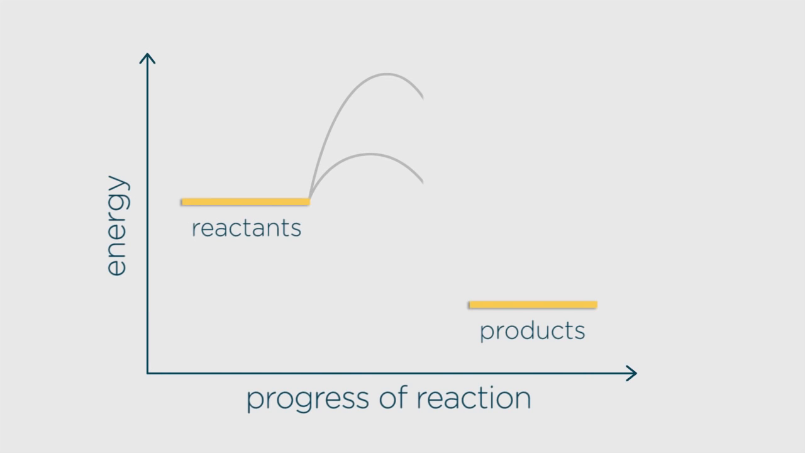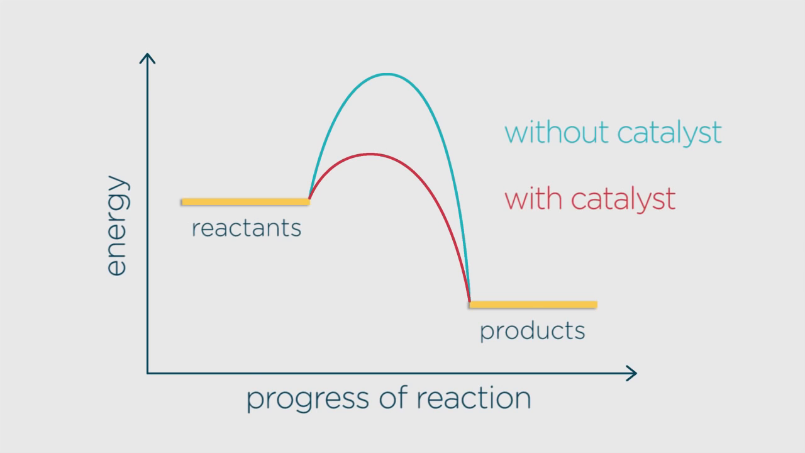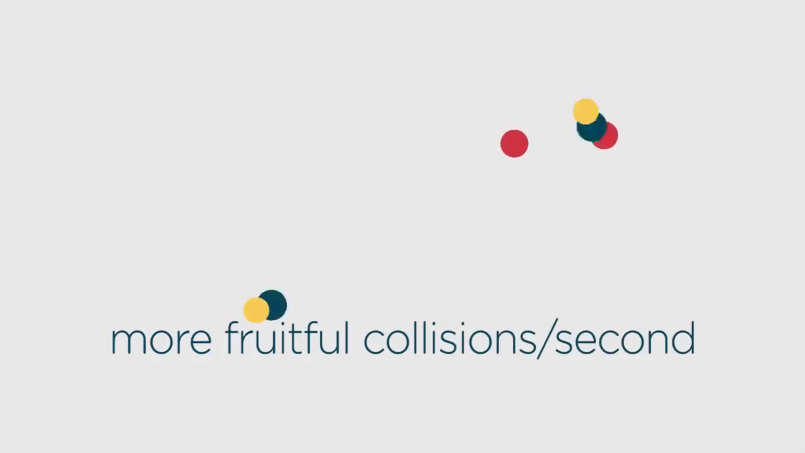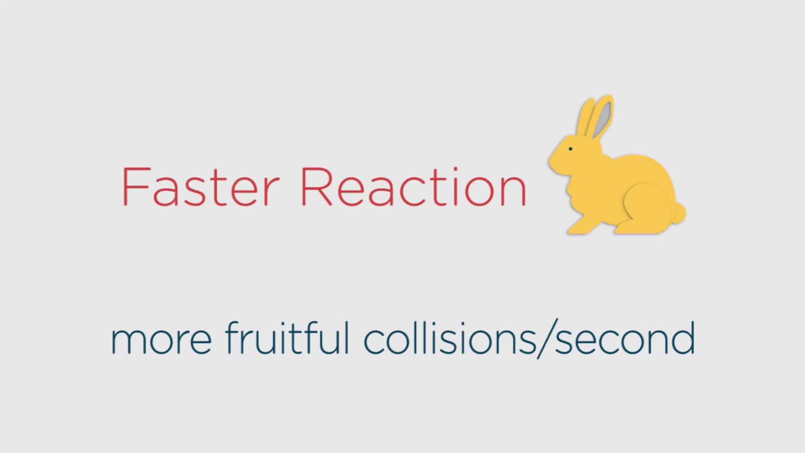Here are the two pathways for a reaction. The blue pathway is the energy profile for the reaction without the catalyst, and the red pathway is the energy profile for the reaction with the catalyst. You can see here that with the catalyst the activation energy is lower. As a result of the activation energy being lower, there are more molecules with the required activation energy, and so more fruitful collisions occur per second, and hence the reaction is faster.